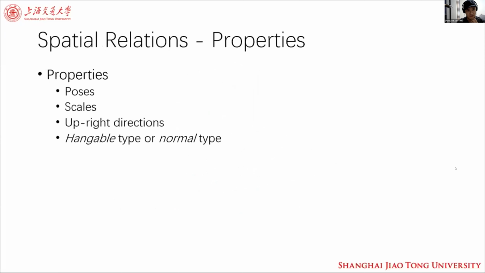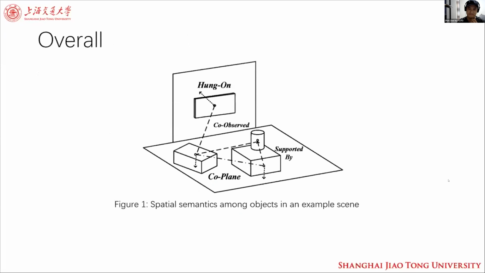And there are also two kinds of objects. The hangable objects are those objects that are always hung on a wall. And the normal type objects are those that are always placed on horizontal planes. Until now, we could notice that the design of spatial relations determines the expressiveness of SSG. Here, we selected some common yet representative spatial relations based on several widely applied assumptions in human-made environments.